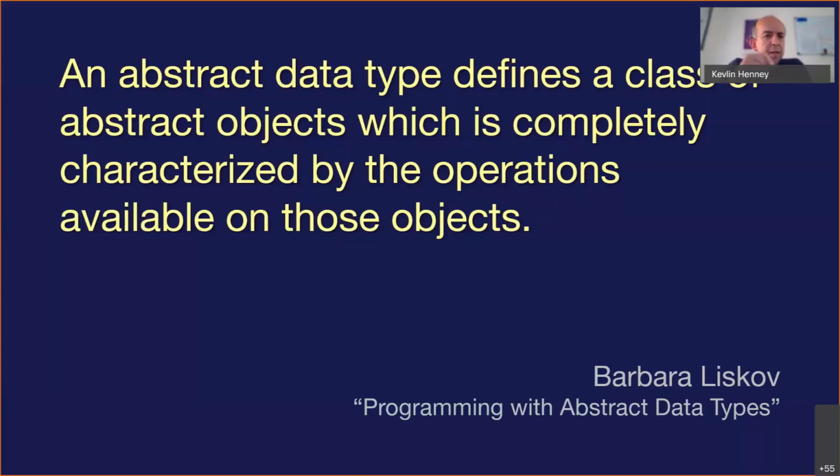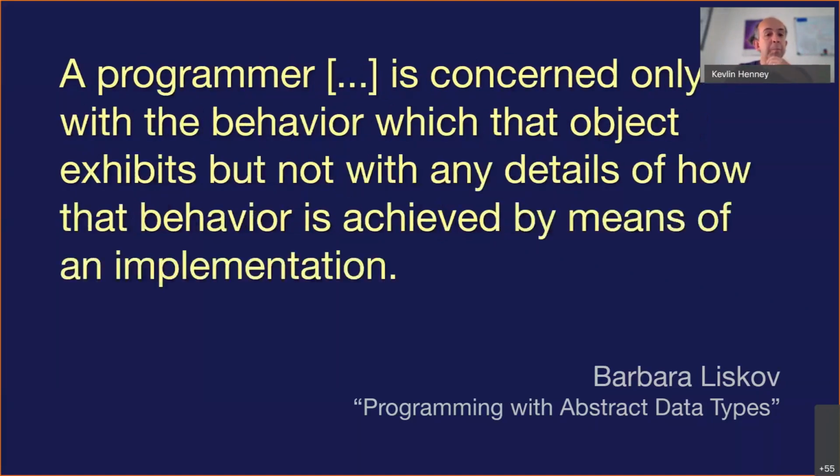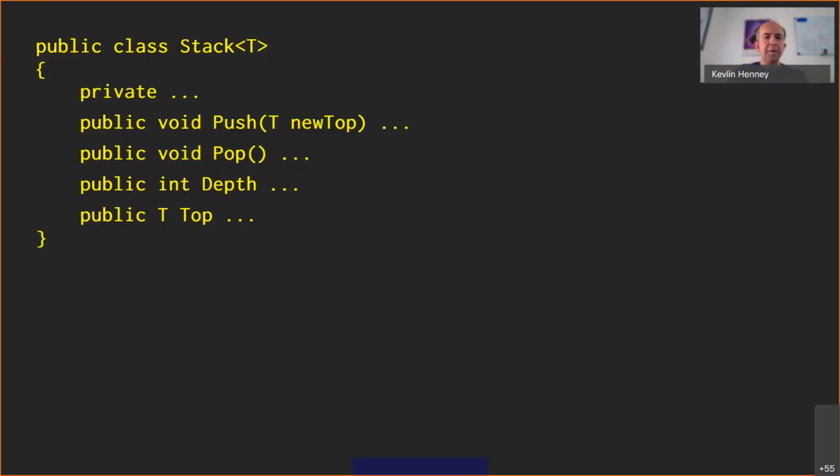Now, what's interesting here, she says, an abstract data type defines a class of abstract objects, which is completely characterized by the operations available on those objects. A program is concerned only with the behavior which that object exhibits, but not with any details of how that behavior is achieved by means of an implementation. And a lot of people are going, oh, okay, yeah, cool, we do this all the time. This is classes. So if I throw this one at you in C#, I've got some private implementation, which, as Liskov says, we're not interested in, characterized completely by its public operations. Its public aspect is push, pop, depth, and top. Let's keep it really simple.